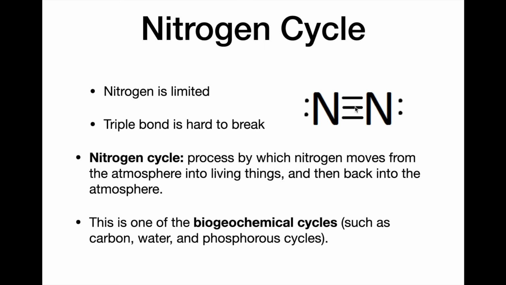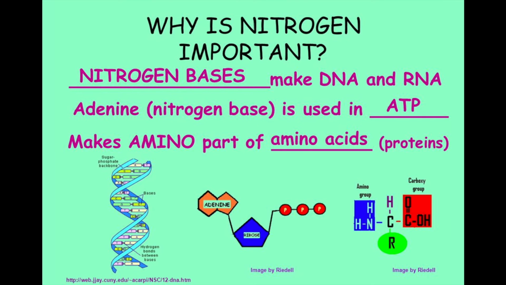So it's really, really hard to break. There's very few things on our planet that can even do this. And if we didn't have those organisms that can break this bond, we wouldn't have DNA, and we wouldn't have any living thing on Earth. So the nitrogen cycle is this process of how nitrogen cycles through our environment. And this is one of the big biogeochemical cycles you have to be familiar with. And really it's not so much to memorize as being able to interpret it and why these things are important. So why is nitrogen important?